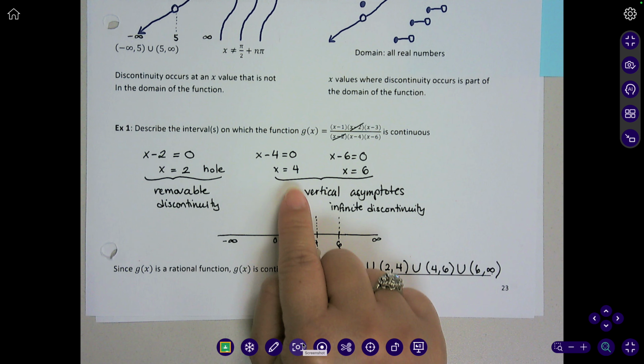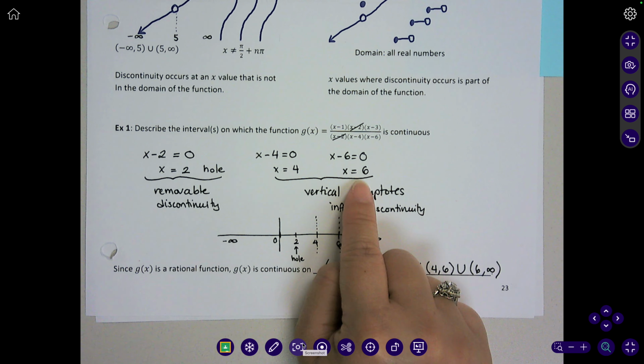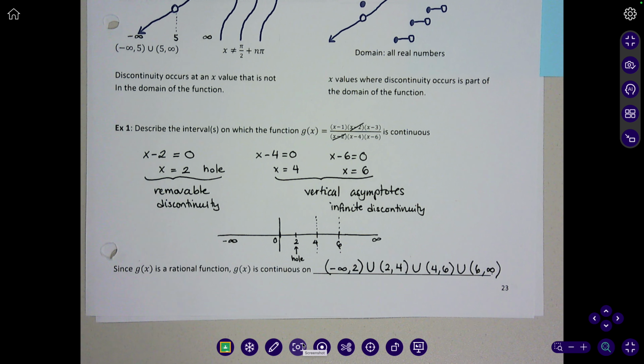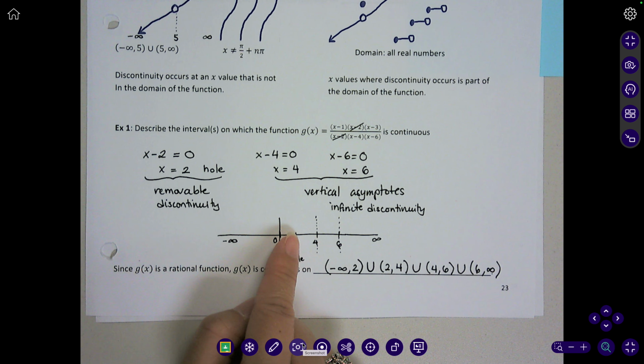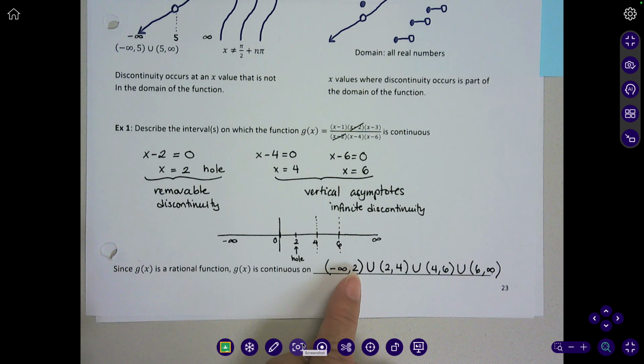So we will have vertical asymptote at x equal to 4 and x equal to 6. We call this infinite discontinuity. So if we remove all of those discontinuities and only look at the interval where the function is continuous, then what we will have is that function g will be continuous on negative infinity to 2, because that's where your hole is going to exist. That's your first discontinuity. We don't include that discontinuity. So from negative infinity to 2, your function is continuous there.